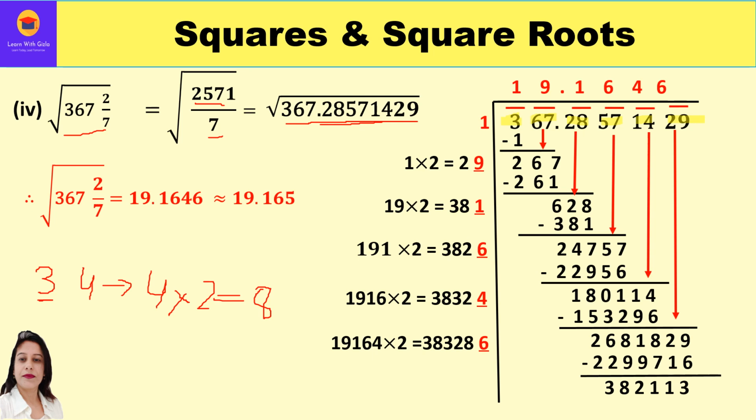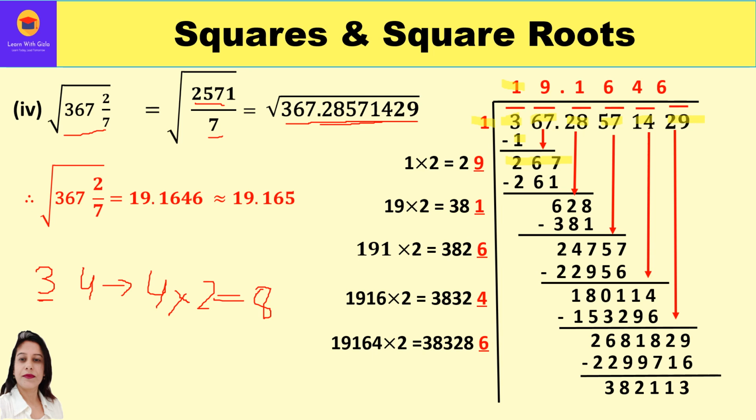First period is 3. We have to think of the largest number whose square is either equal to or less than 3. So clearly we can keep 1 over here as a divisor. 1 into 1 is 1. The product is 1. We cannot take 2 because 2 into 2 is 4, which will be more than 3. So let us keep 1. 1 into 1 is 1. 3 minus 1 is 2. Bring down the next period 67. Now the dividend is 267.